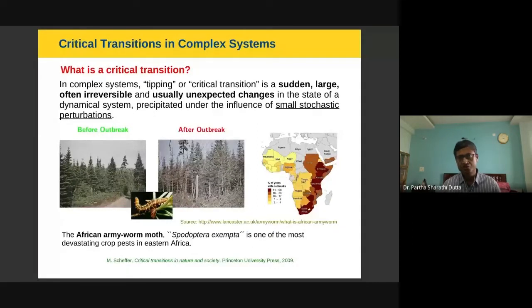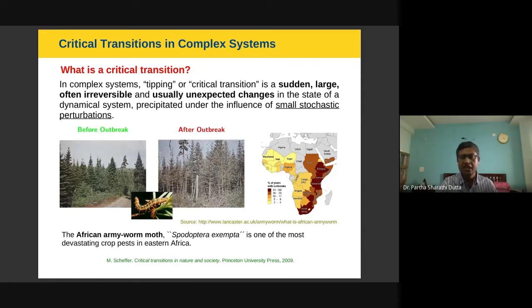So the first one before the outbreak, if you consider one state, and after the outbreak, if you consider another state, that transition happened in a very short time. And that is an example of a critical transition. And this natural phenomenon occurs quite regularly in Africa. In Africa, there is the African armyworm moth, whose scientific name is Spodoptera exempta.